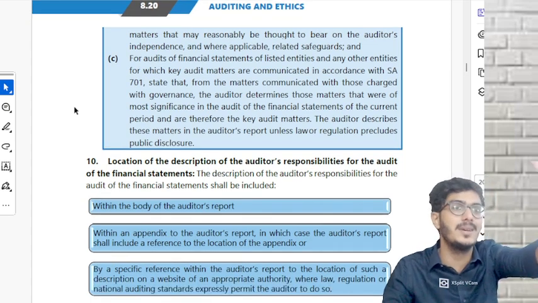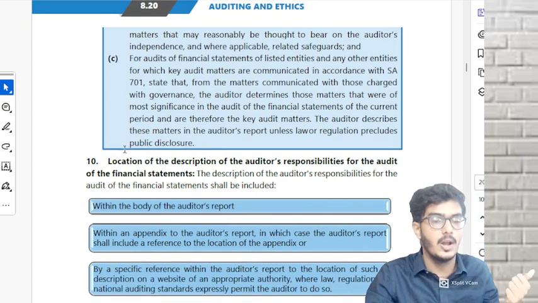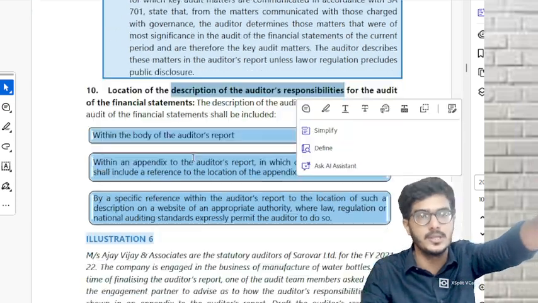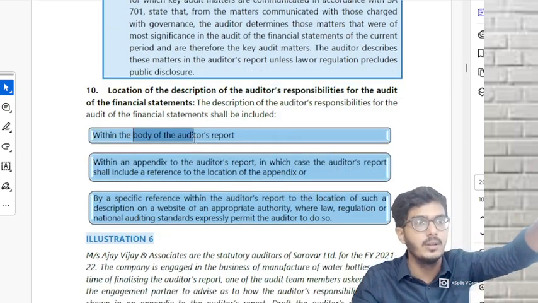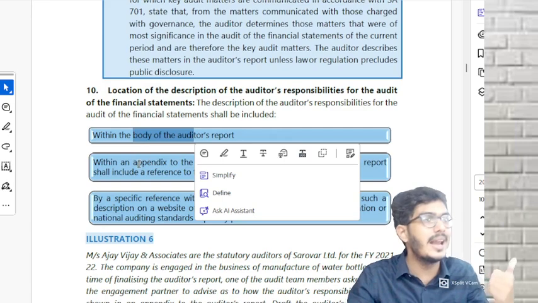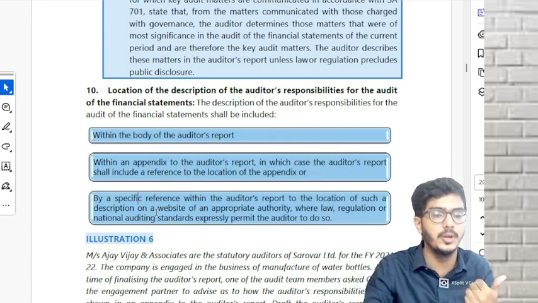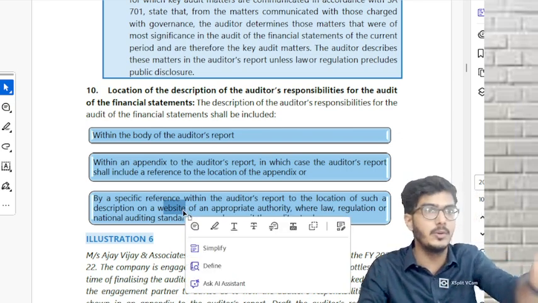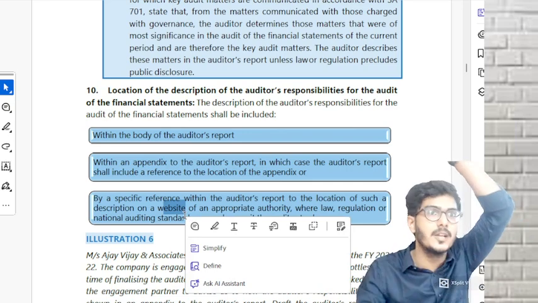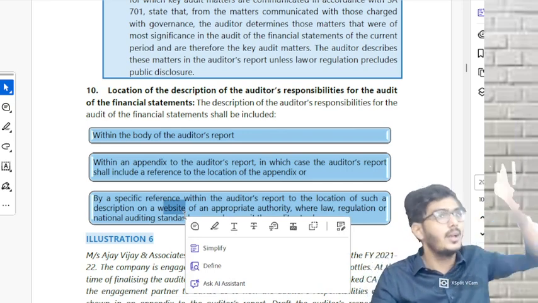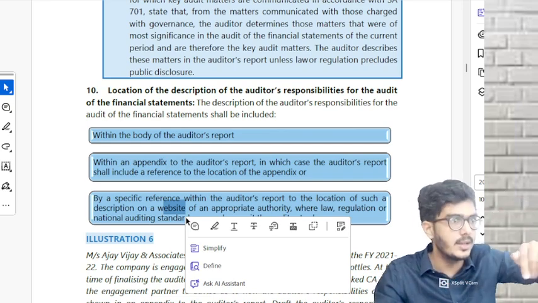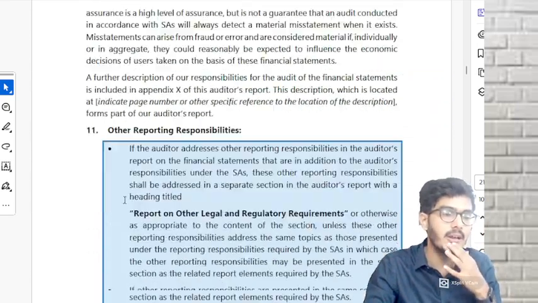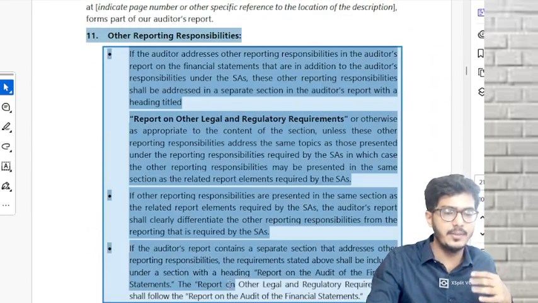So there are 3 options basically. See, they have written location of the description of the auditor's responsibility. First one, you can put it within the body only. Second one, you can add an annexure, appendix. And third one, you can put it on some website. But give the reference of that website in your report. The www dot this. Click on this, you will get to the page where our responsibilities are put. Understood? So there are 3 options: within the body, appendix, website. But you have to give a reference of that website. Understood? This entire thing, 11th point, put it as skip.